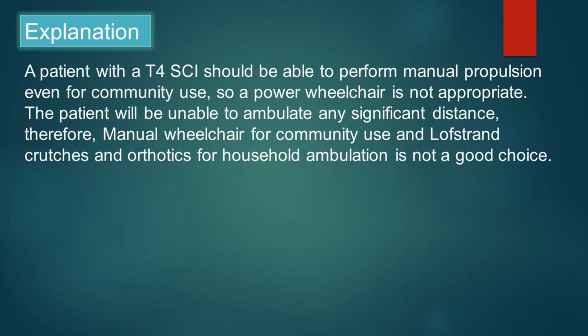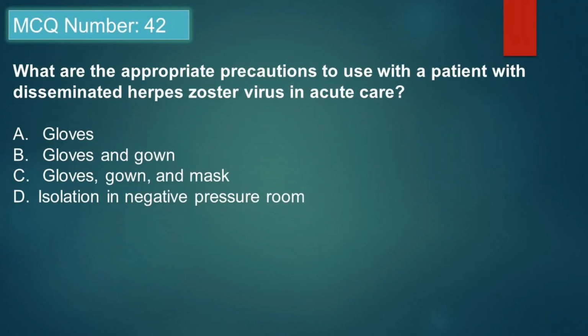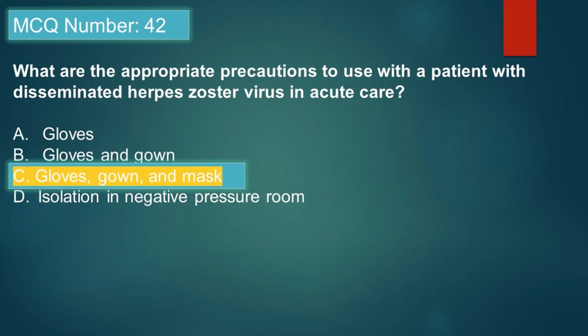Moving toward another scenario. What are the appropriate precautions to use with a patient with disseminated herpes zoster virus in acute care? Option A, gloves. Option B, gloves and gown. Option C, gloves, gown and mask. And option D, isolation in a negative pressure room. And the correct answer is option C, gloves, gown and mask.